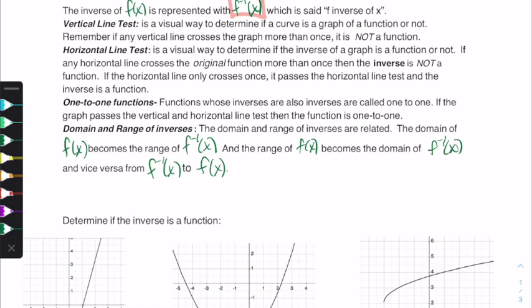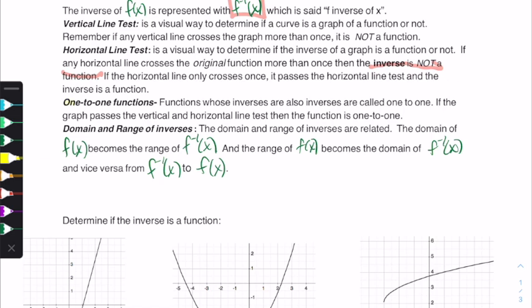Now, in previous years, you had your vertical line test. Your vertical line test was a way for you to determine if the relation was a function. So if any vertical line touched the graph more than once, then it was not a function. Now we've looked at the horizontal line test. The horizontal line test tells you if any horizontal line crosses the function more than once, then its inverse is not a function. So it's very important that you realize the vertical line test tells you about the original, the horizontal line test tells you about the inverse.